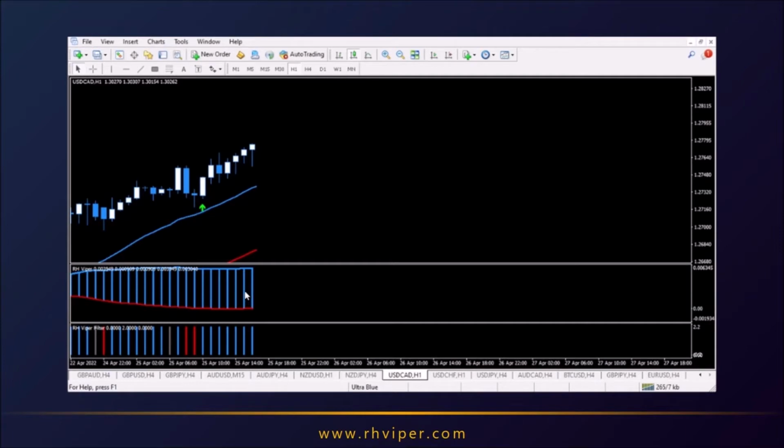The RH Viper indicator, this is bullish. We've got the blue line of the Viper indicator above the red line, and it doesn't much matter what the RH Viper filter is doing, but it's blue. What we need to do now is wait for the price to come back and touch that blue moving average. Okay, so we've got that market moving back and it touched that blue moving average.